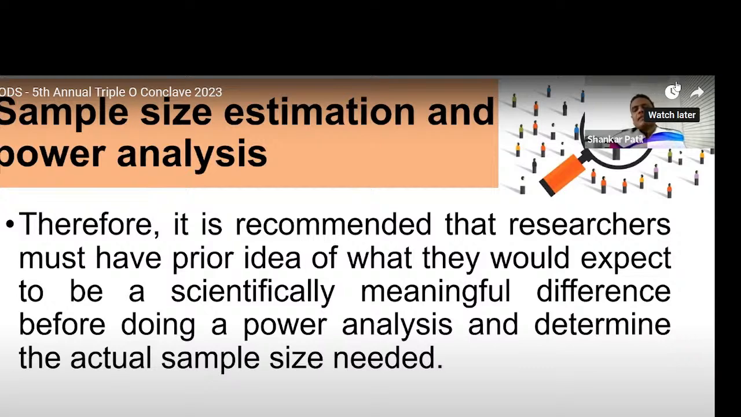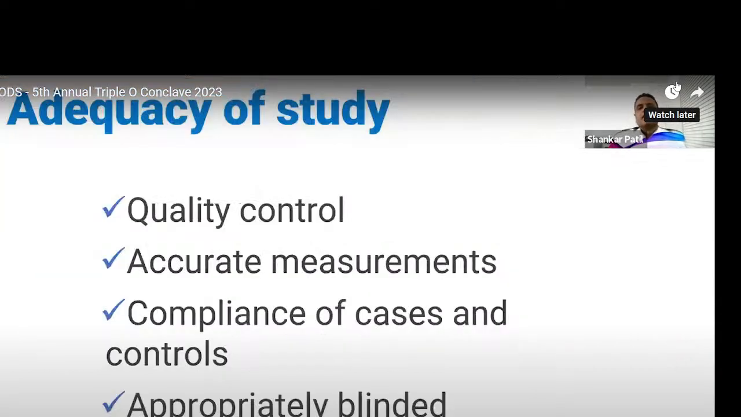So for sample size and power calculation, your statistician or biostatistician is the person who can help. So adequacy of the study and quality control are very, very important. You cannot compromise with the quality of your study. Quality control is important, accurate measurements are very important, and so is compliance of cases and controls.